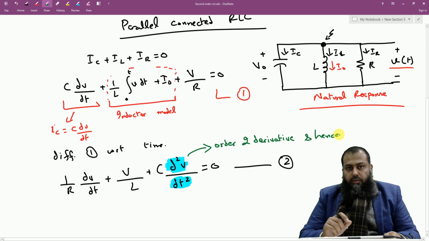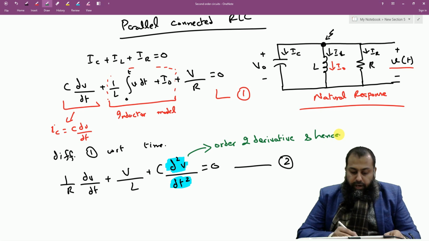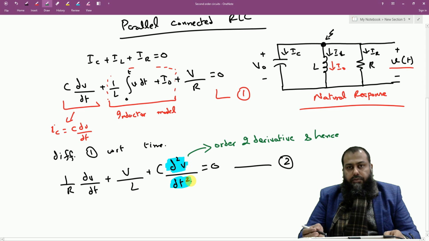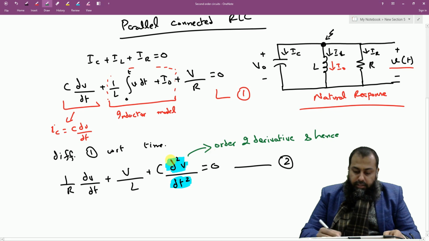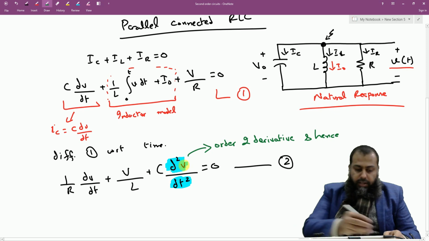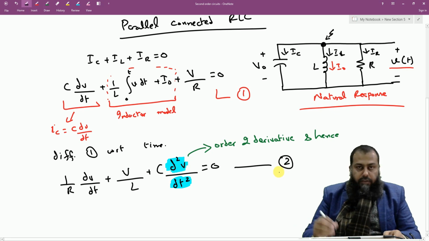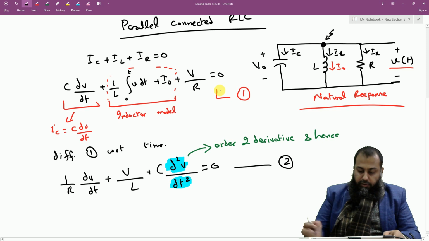So we need to find out new ways to get the solution of these circuits that contain both inductors and capacitances in them. So this is actually a second order differential equation, and we have to solve it to find out the value of this v(t). So let us move forward. Let me call this equation number 2. We started with equation number 1, and we have reached this particular equation number 2.